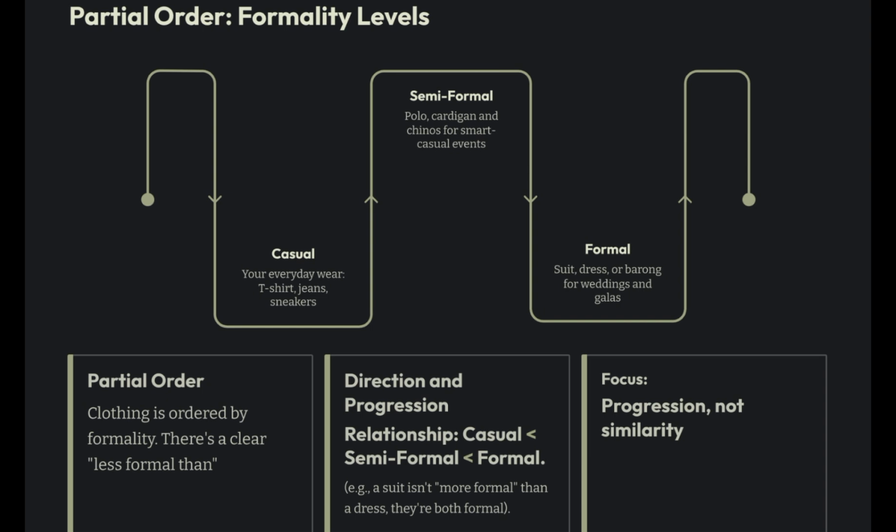This demonstrates a clear hierarchy or sequence. Each level is distinct and progresses in formality, but not all items at the same level are necessarily comparable. For example, a suit isn't more formal than a dress, they're both formal. Focus: progression, not similarity. Unlike grouping by color, here we're concerned with how items relate in terms of their level of formality, showing a path of becoming more intricate.